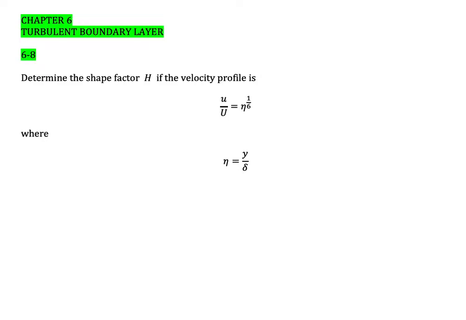Determine the shape factor H if the velocity profile is u over U equal eta to the power of 1 over 6. So in this question, we need to calculate the shape factor H when the velocity profile is given by u over U equal to eta to the power of 1 over 6. In normal calculation, we could write the boundary layer velocity profile as u over capital U equal to y over delta.